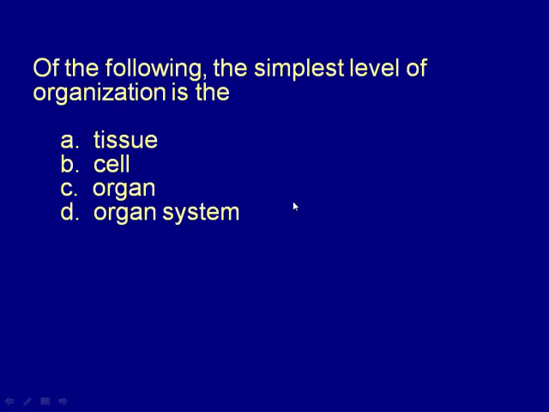Okay, let's try a little quiz. Of the following, the simplest level of organization is the tissue, cell, organ, or organ system. I hope y'all picked cell because that is the simplest. The only thing simpler in the organizational scheme would be chemicals.